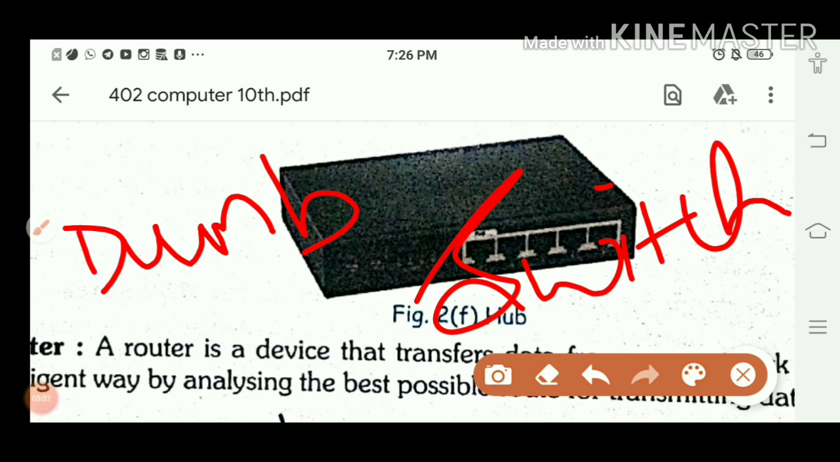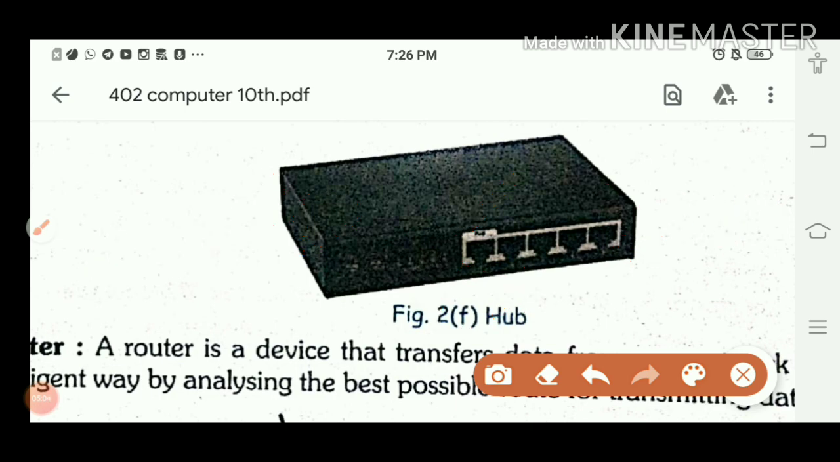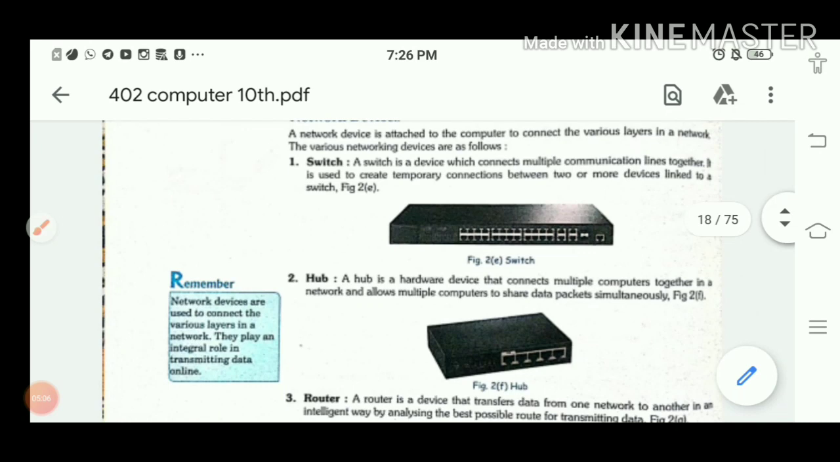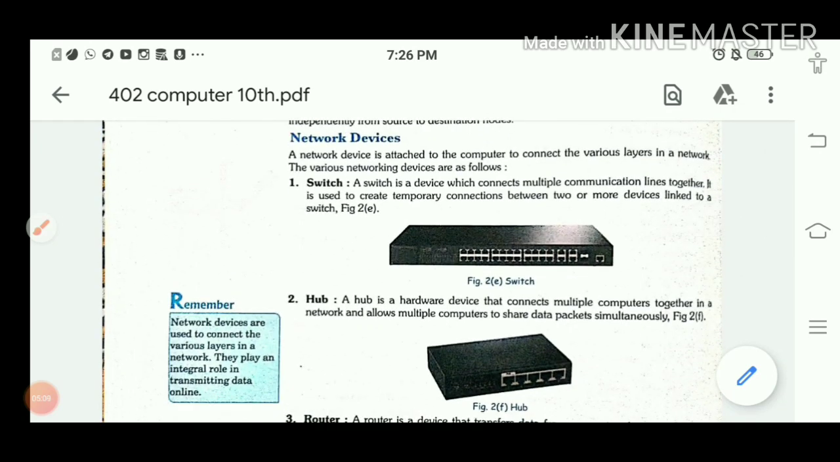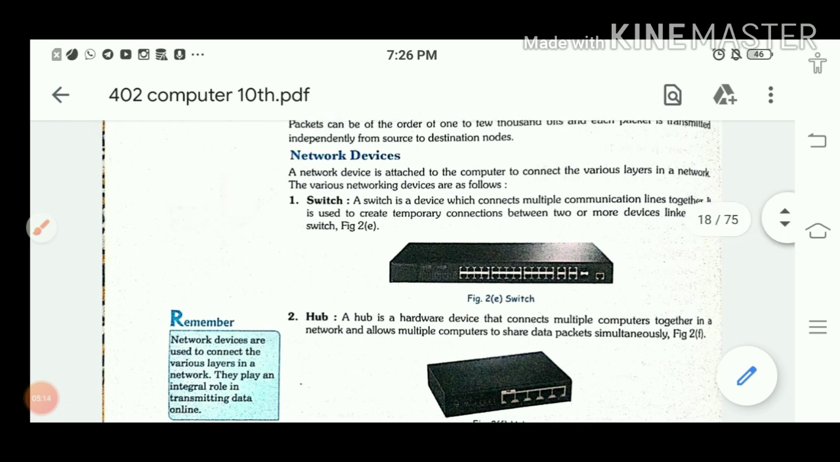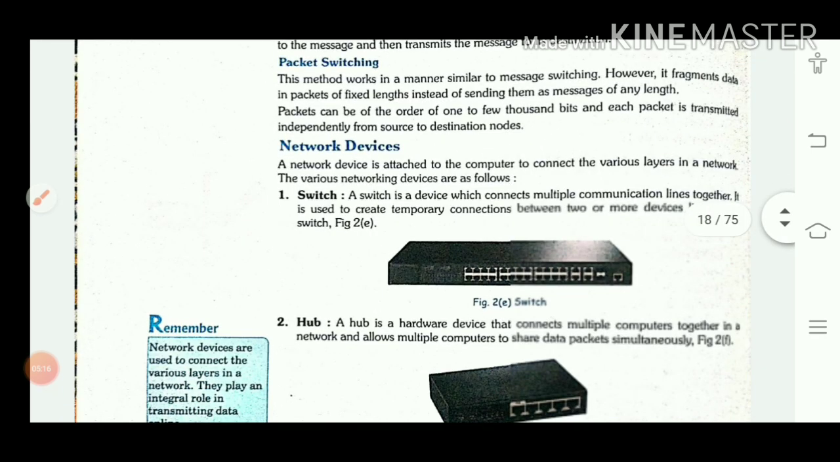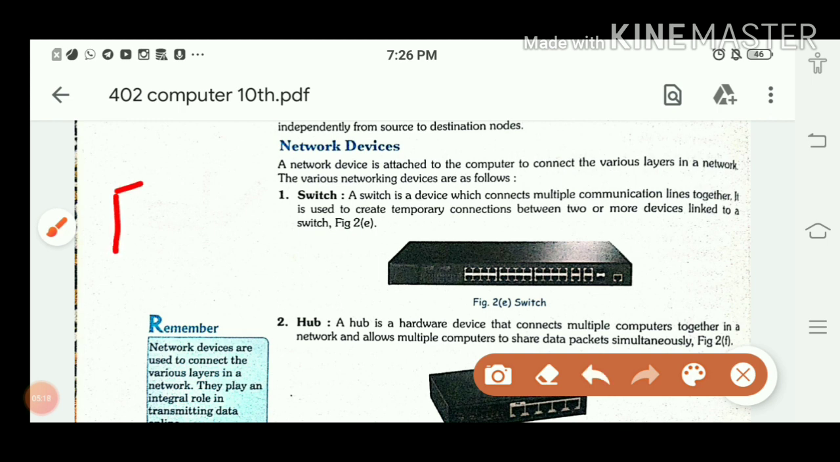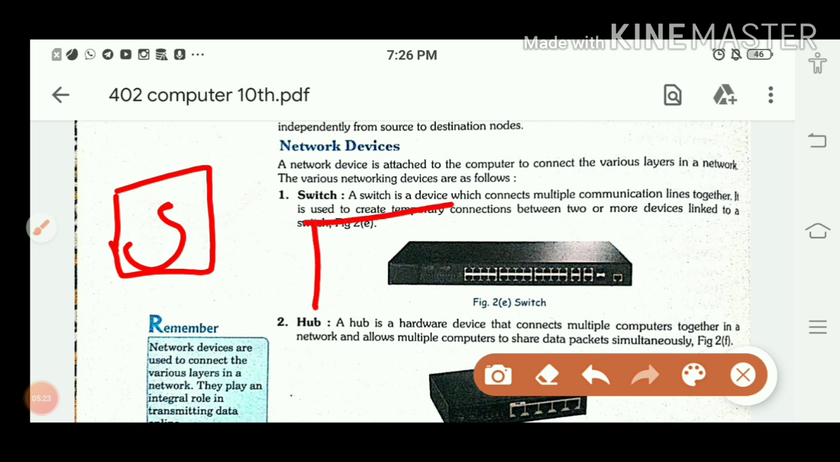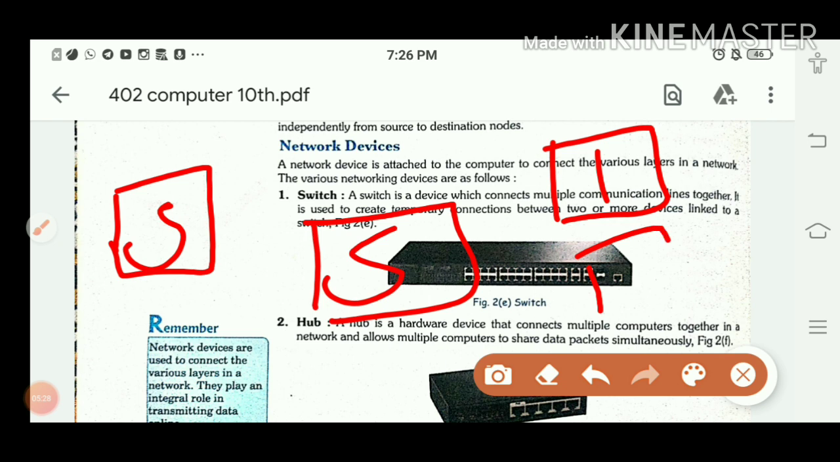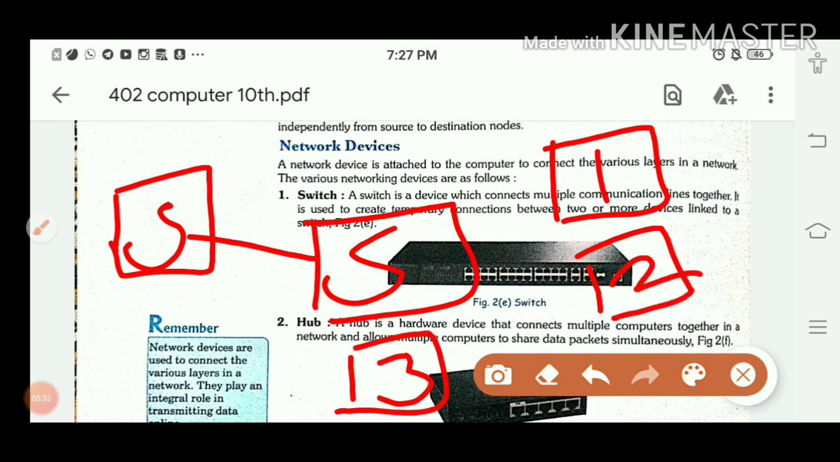Why is a hub called a dumb switch? Because I will show you that a switch is smarter. Look, the working of a switch and hub is similar, but the difference is that a switch is smarter than a hub. How, ma'am? I will show you. Suppose this one is your server, from where you are getting information. This one is your switch, and this one is node 1, this one is node 2, and this one is node 3. They are all connected, and with this they make this network.